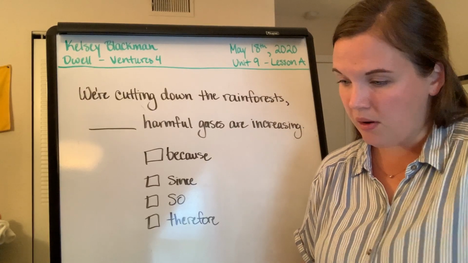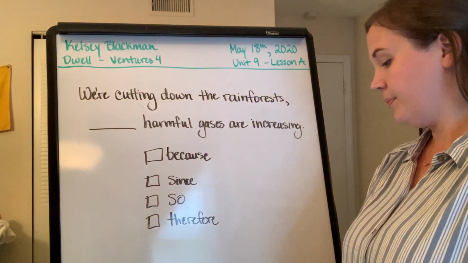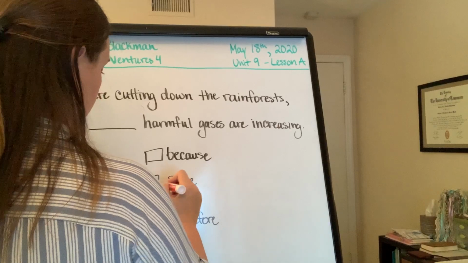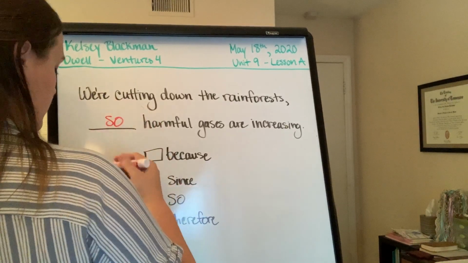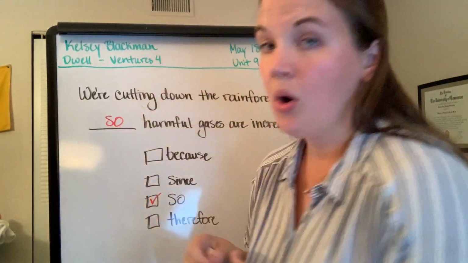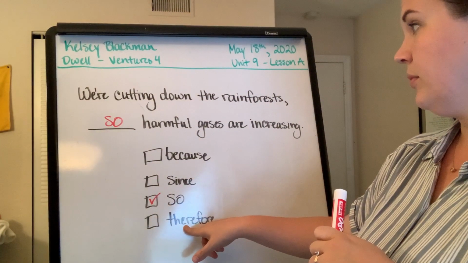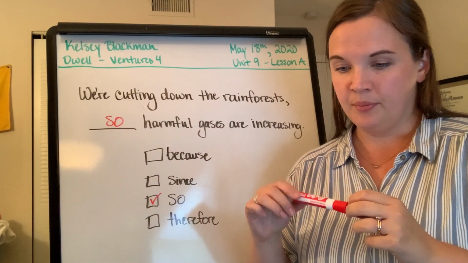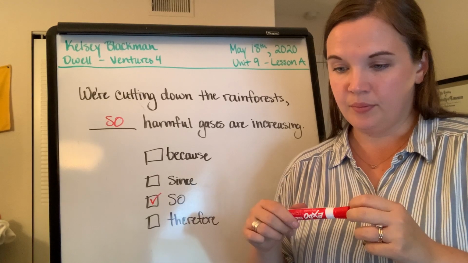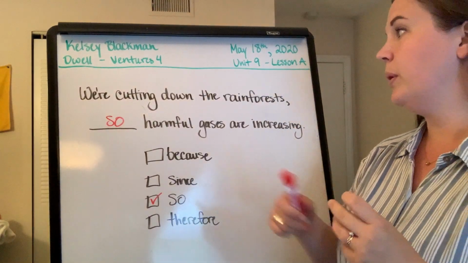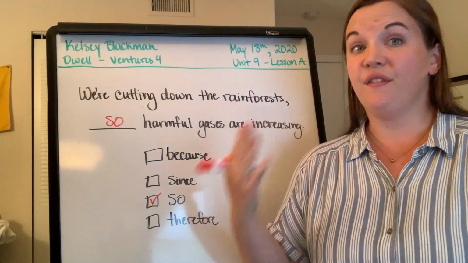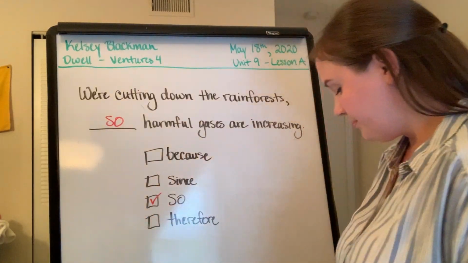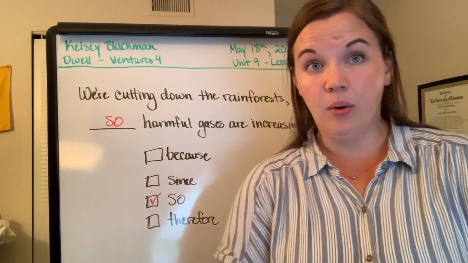Which one would it be? It would be so. Or therefore. But let's stick with so for now. So the cause, we're cutting down the rainforest, but the effect of cutting down the rainforest is that harmful gases are increasing. Okay? All right, that's it for now.